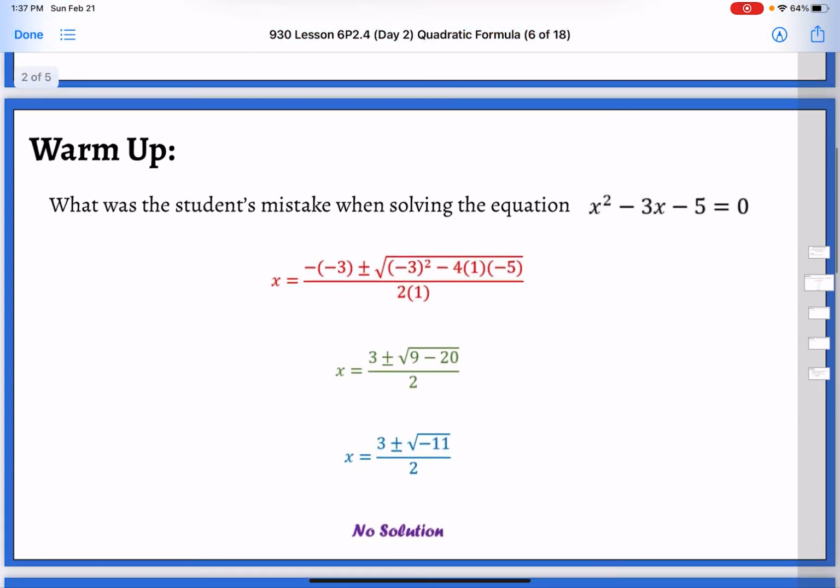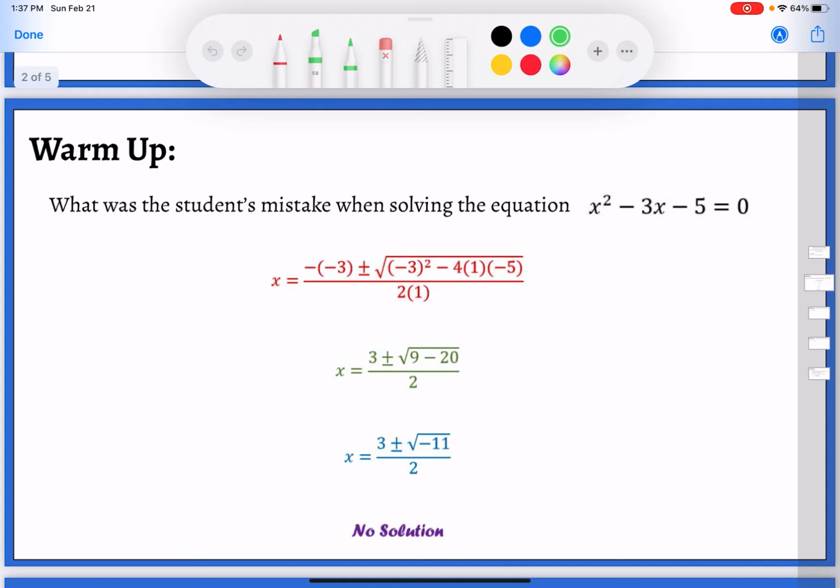So as a warm-up today, I have a quadratic equation that's solved using the quadratic formula, and there's a mistake somewhere in this problem. No solution is not the correct answer. So pause your video and see if you can't find the mistake. All right, hopefully you found that mistake.